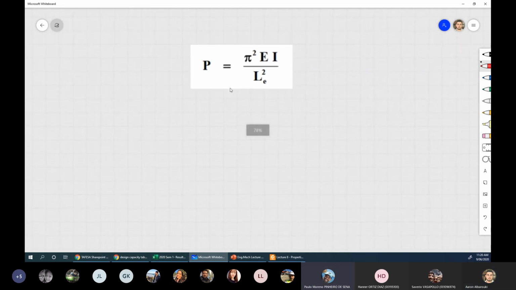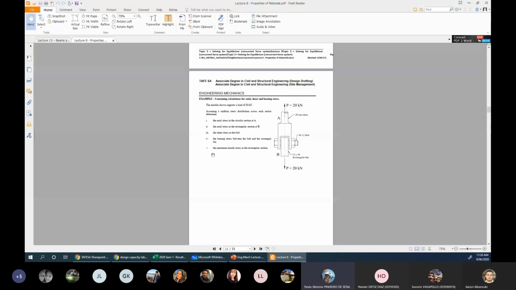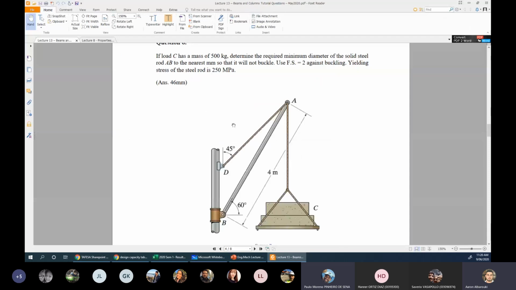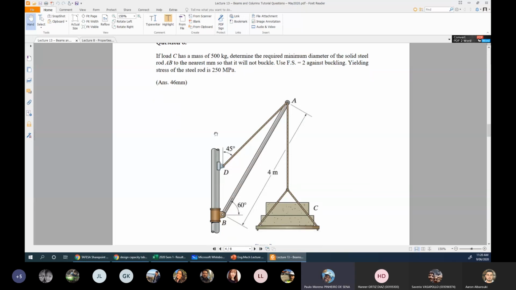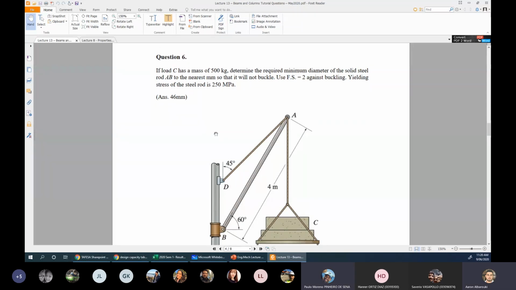Question 6. Just don't need to open the question, I've got it here. Yeah, on this question. So we're supposed to have everything, but the y, sorry, the I value. Okay, yes, all the rest we have.